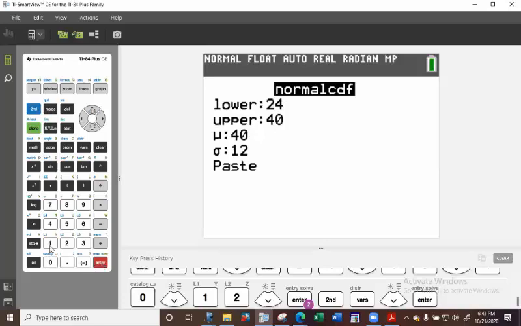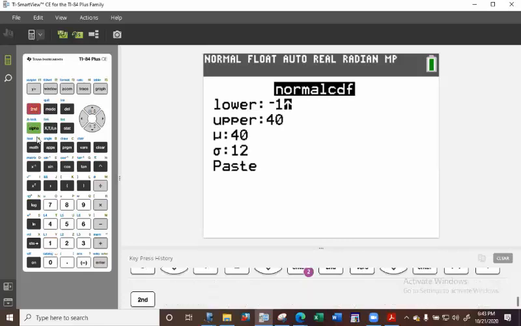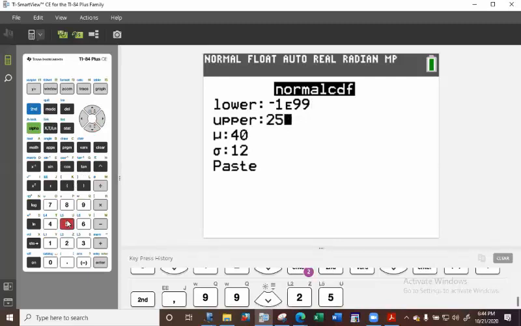It's -1, second EE, and I actually put it in the notes. If you actually look at the notes, you can get away without watching the video. That's your new negative infinity, frankly because it's easier to type and it's easier to explain. Negative infinity, the upper is 25. Same mean and standard deviation.